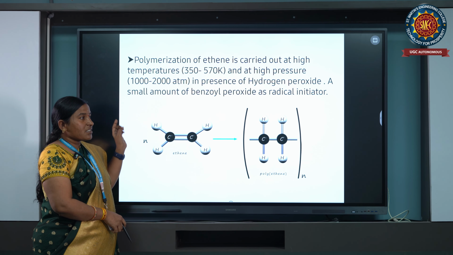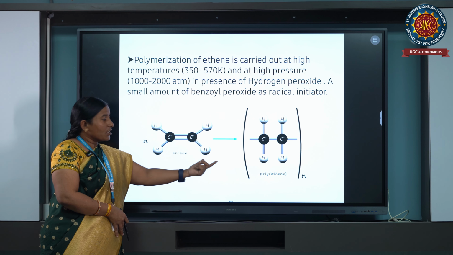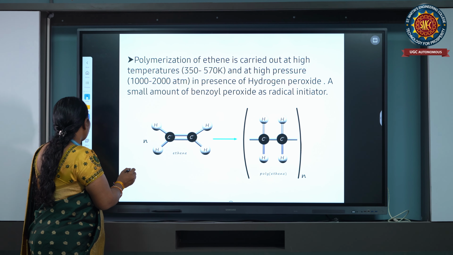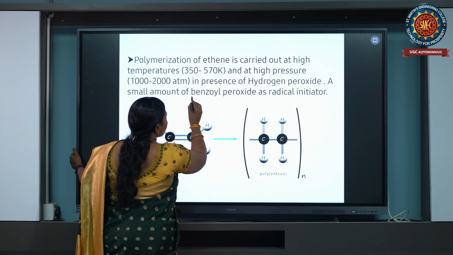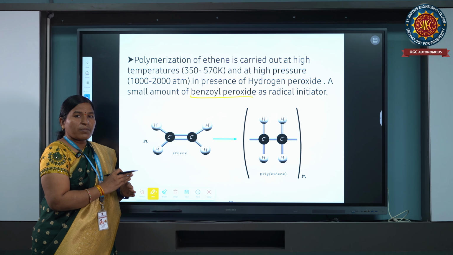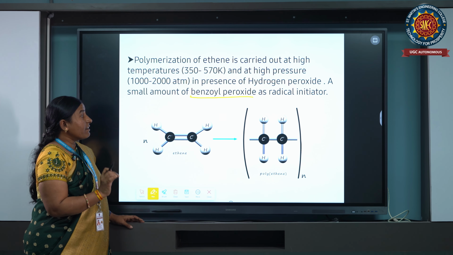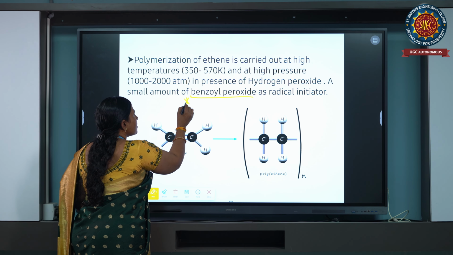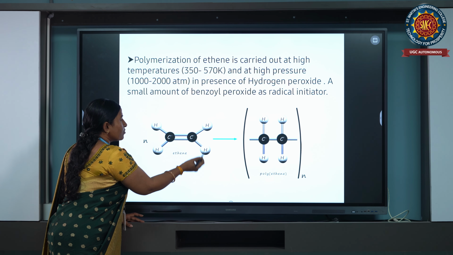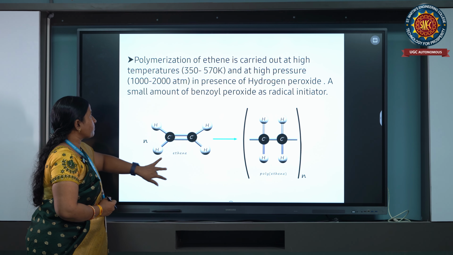In polymerization, one example I took is polythene preparation. Here it is ethylene to polythene in the presence of benzoyl peroxide. Because of this benzoyl peroxide, the bond of unsaturation can break and we get radicals. That's why we mostly use benzoyl peroxide, or hydrogen peroxide can also be used here. Through the polymerization process we get polythene.